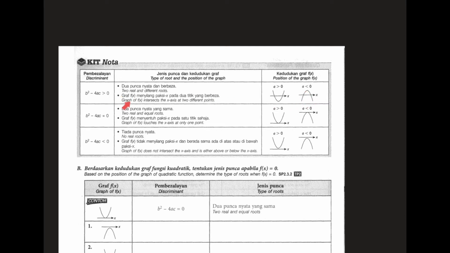So the graph of f(x) intersects the x-axis at two different points. Okay, so one quick example.